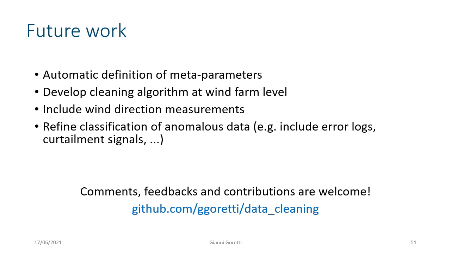Possibly include wind direction measurements in the procedure to allow for more accurate detection of anomalous and erroneous data, and then refine the classification of anomalous data. So, for example, distinguish between curtailment periods or outage periods in the flagging of anomalous data.